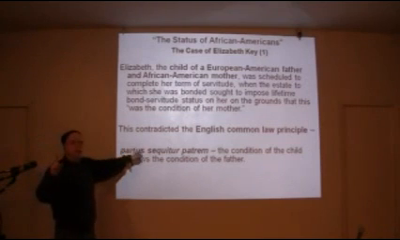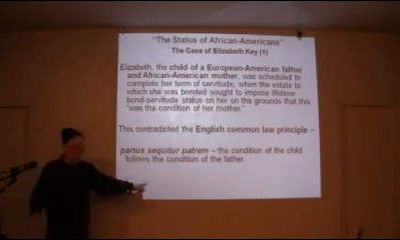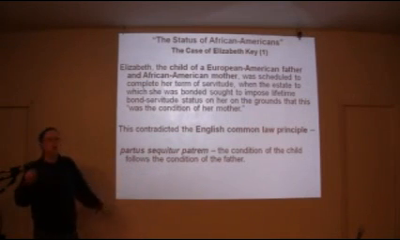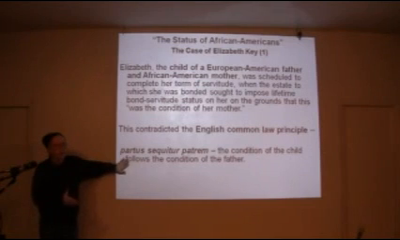But this contradicted the English common law principle, partus sequitur patrem, forgive my Latin. The condition of the child was the condition of the father. That's the law in England. This is still an English colony.